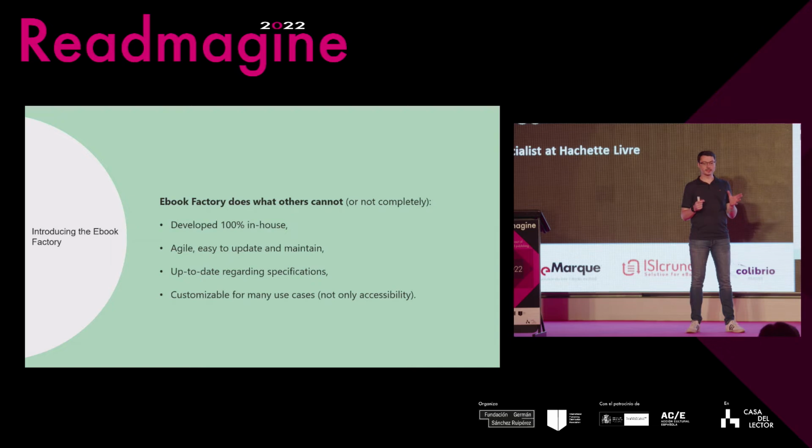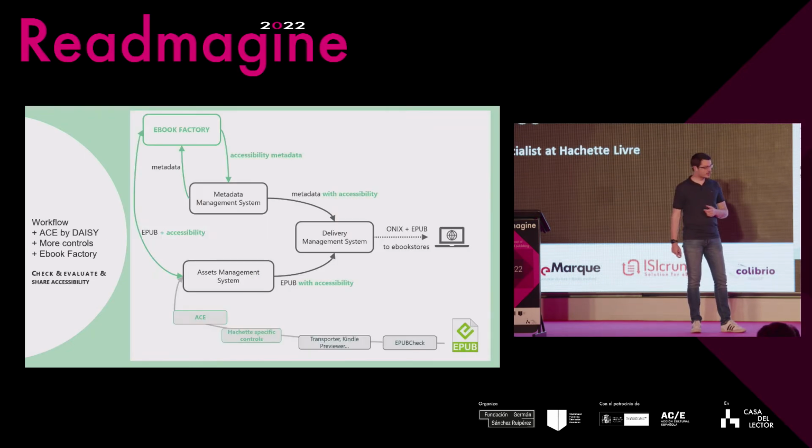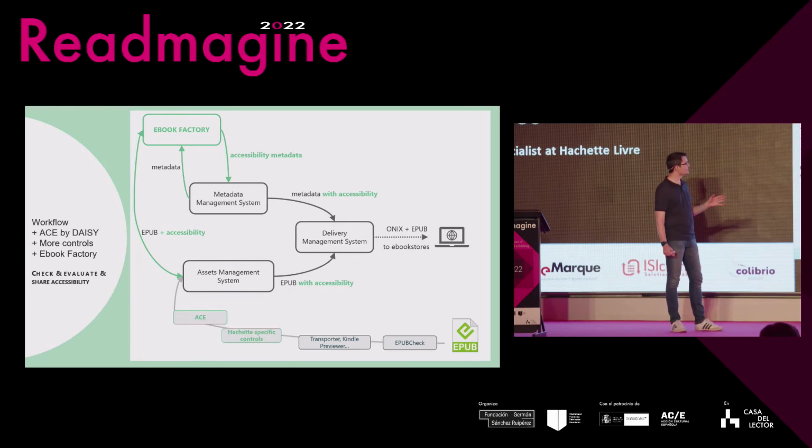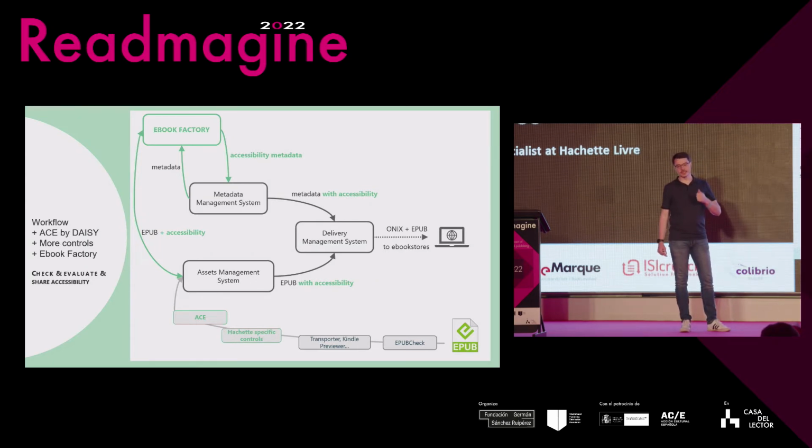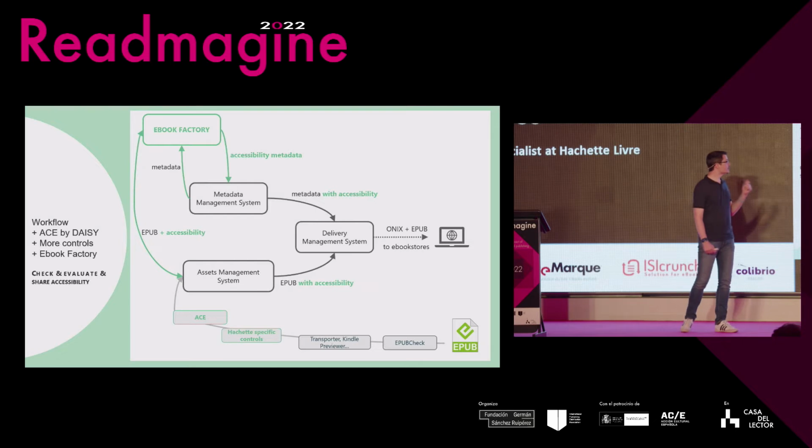So we have the eBook Factory. Can the eBook Factory read information within EPUBs? Yes. Can eBook Factory send this information as ONIX or as a block of ONIX information? Yes. So we added the eBook Factory before the COVID, so about 3 to 2 years ago, inside this schema. So we still have the 3 existing systems, which are the asset management system, the metadata management system, and the delivery management system. But now we have the eBook Factory related to these systems.